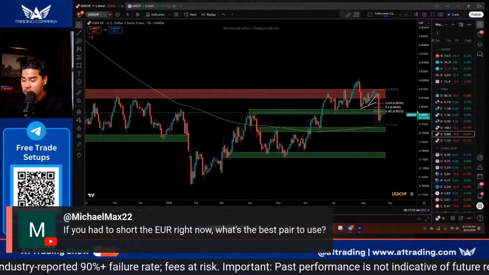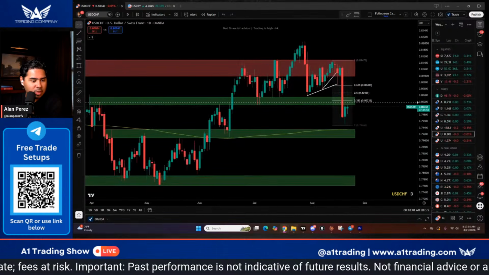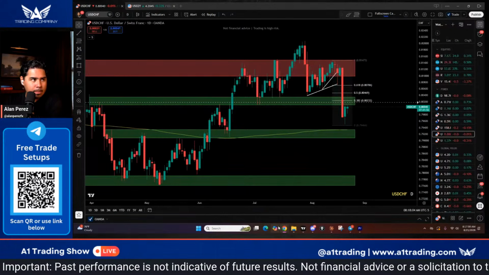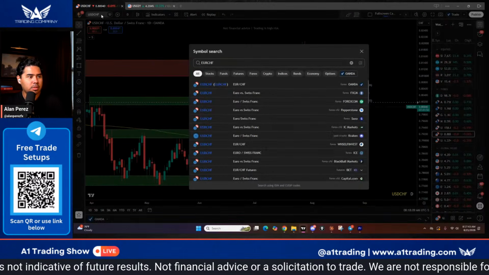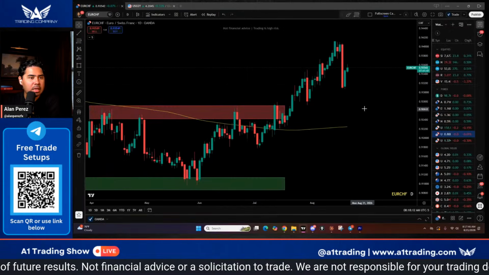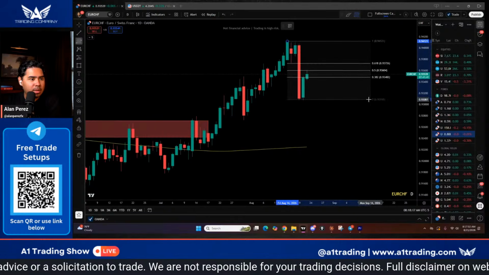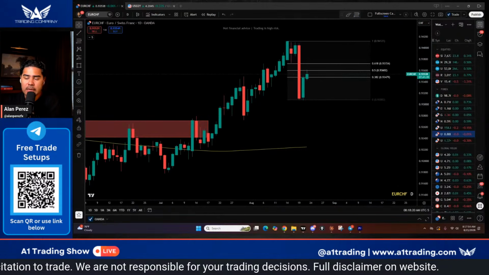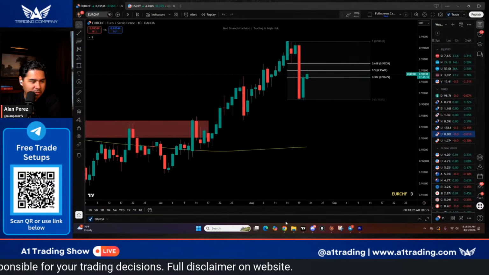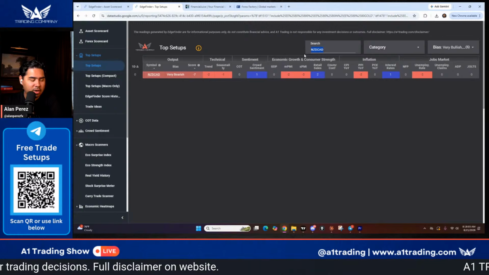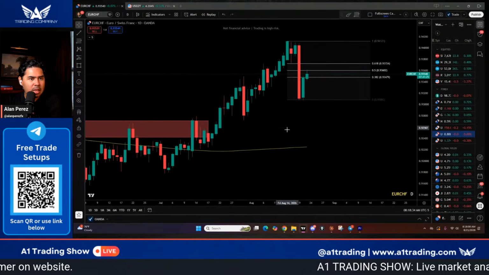If you have to short euro right now, what would be the best pair to use? That's a great question. Euro Swiss. Swiss franc has been pretty strong recently. I would take Euro Swiss for sure. And look at this, let's go fib here. It's at the 50 right now. Could get to the 61 or the 50, but I would take Euro Swiss, honestly. Let's see if that's somewhat correct on Edge Finder. It's neutral. I say Euro Swiss.